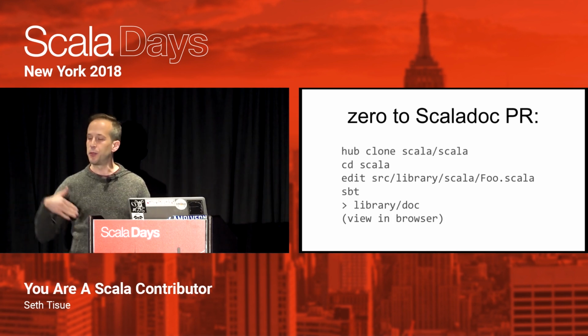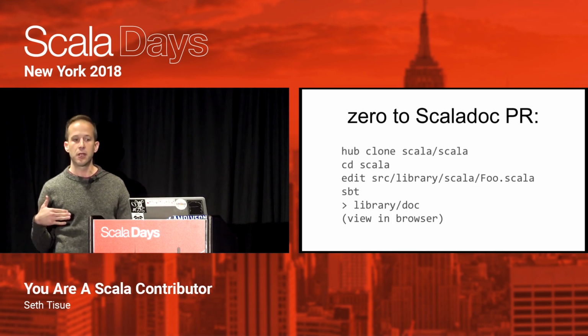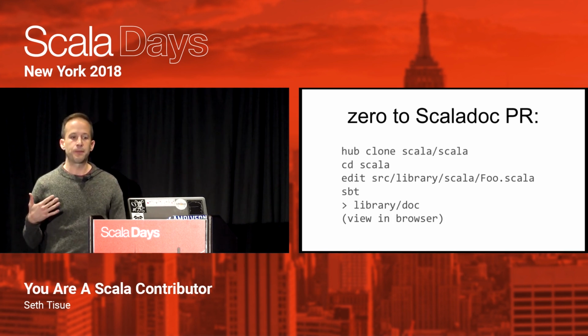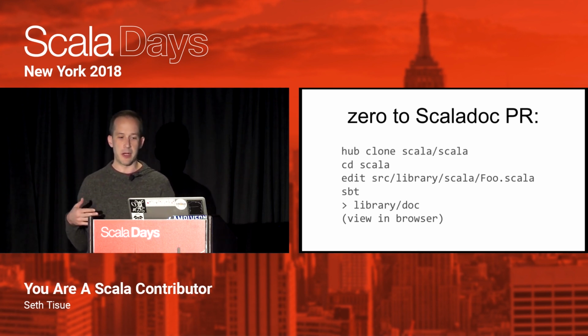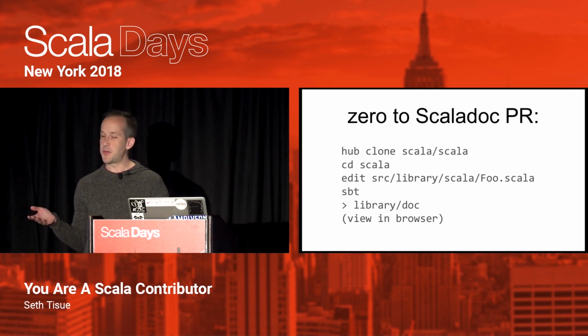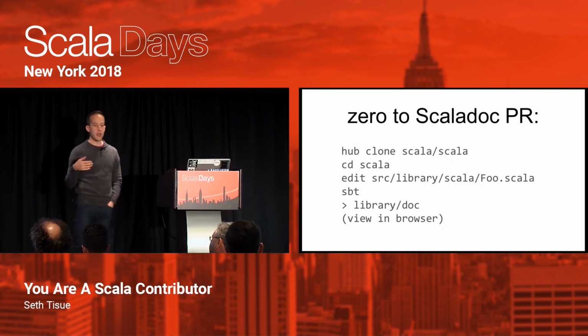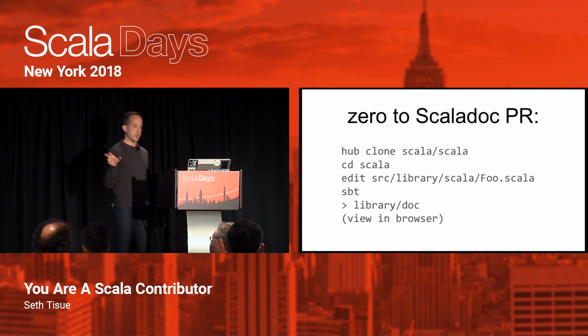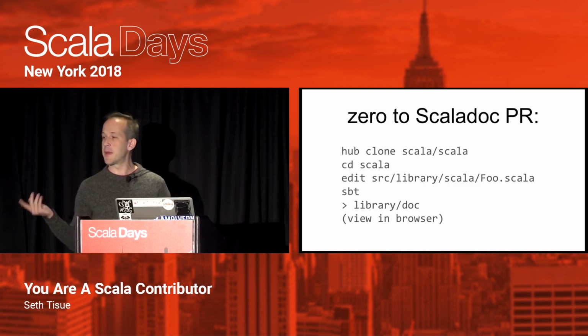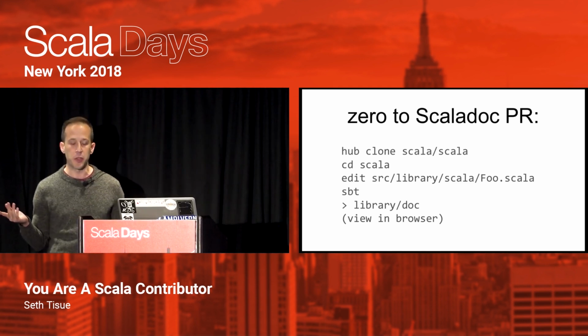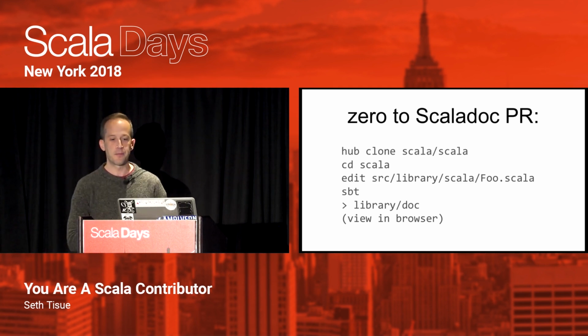So these are the complete steps for previewing changes. You need to clone the repo, edit the Scala source file that contains the API doc that you're changing, run sbt, leave it running, and then run library/doc. So library is one of the sub-projects in our sbt build, and doc is the standard sbt command for building Scaladoc. So this is the same stuff you would do in almost any repo where you were doing this.